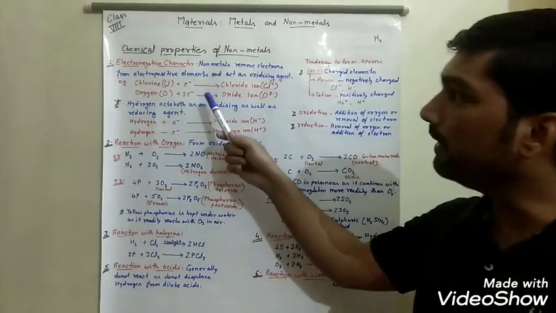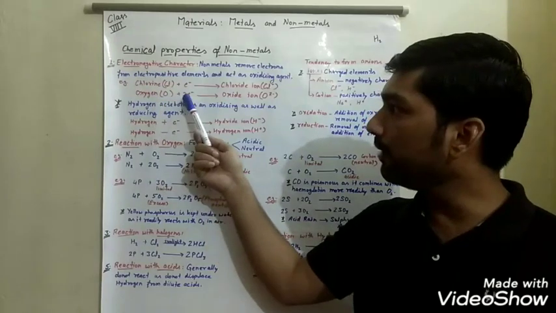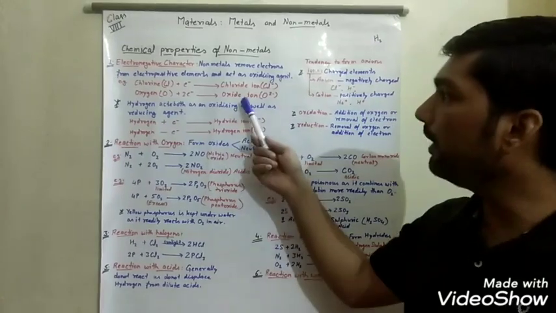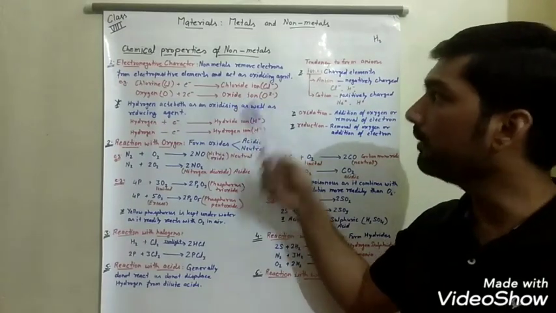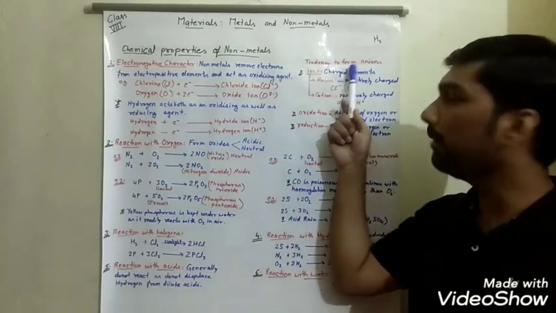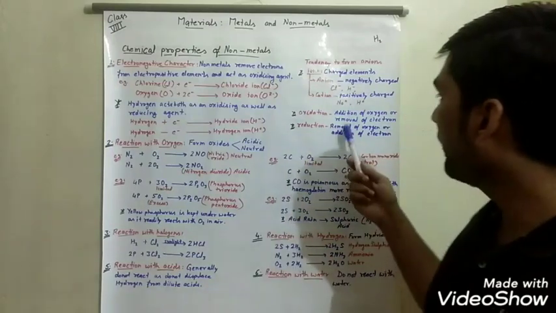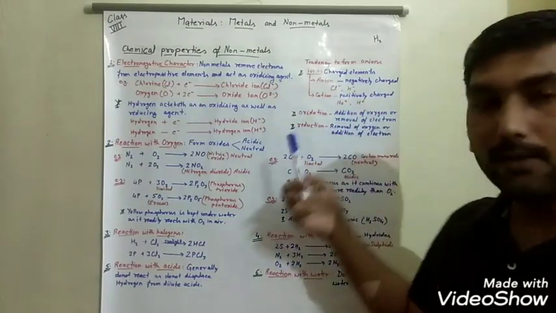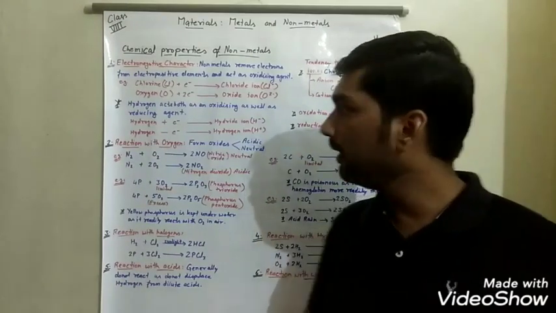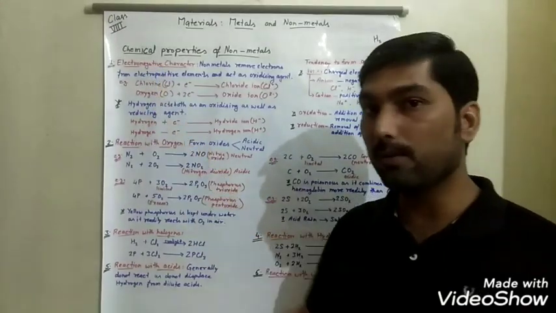Not only chlorine: oxygen takes 2 electrons from the surrounding elements and is converted into the oxide ion. So all non-metals have a tendency to form anions, meaning negatively charged ions, because they accept electrons from surrounding elements. This is the first chemical property of non-metals.